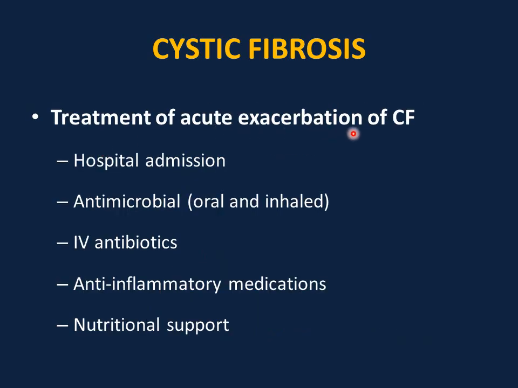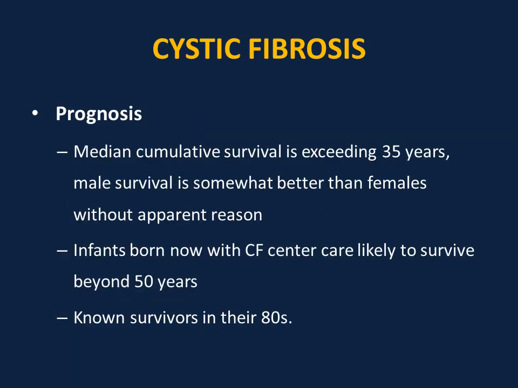Treatment of acute exacerbation of cystic fibrosis: hospital admission, antimicrobial oral, inhaled, and IV antibiotics, anti-inflammatory medications, nutritional support. The median cumulative survival in cases of cystic fibrosis is exceeding 35 years of age. Male survival is better than female with no apparent reason. Infants born now with cystic fibrosis, with center-based care, are likely to survive beyond the age of 50. There is no survivor in their 80s now.